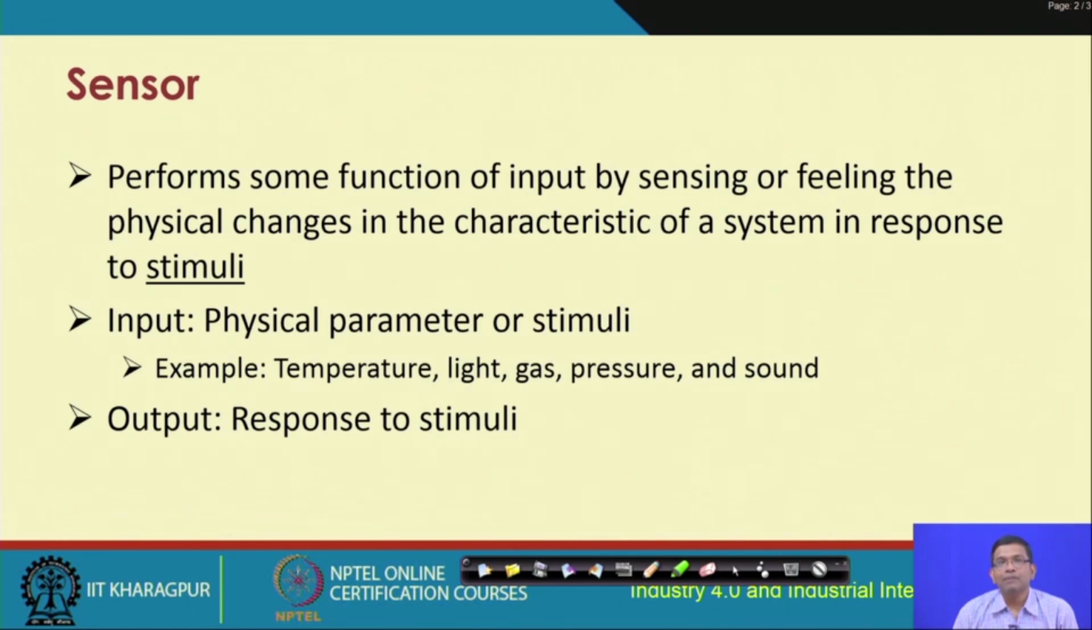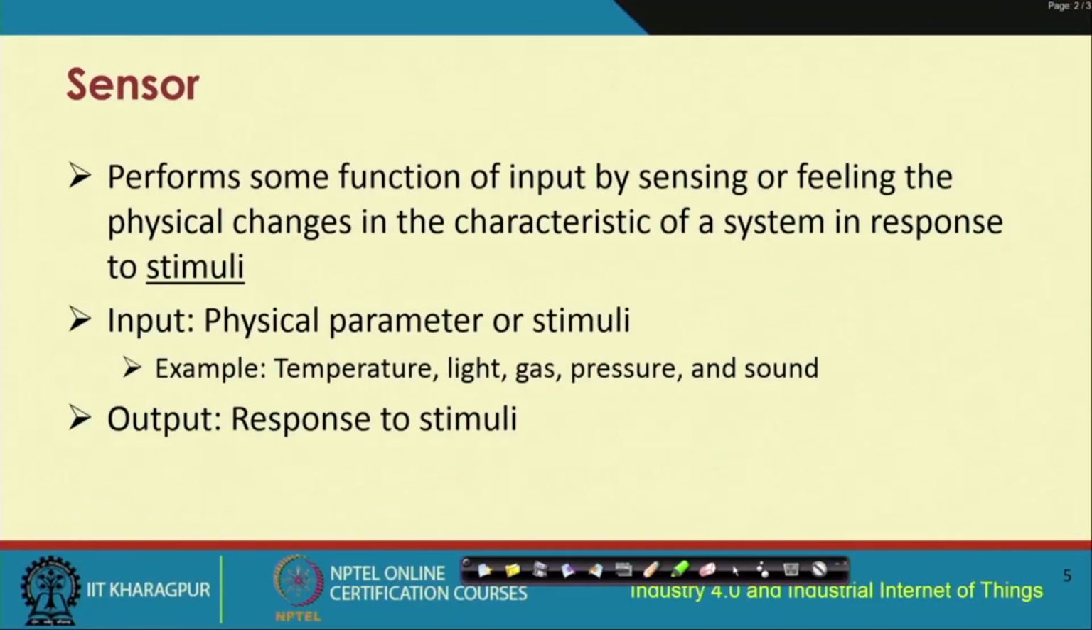So, temperature, pressure, where pressure means atmospheric pressure, atmospheric temperature, or it could be the temperature of any particular object. All these different sensors could be used for this particular purpose. So, then something is sensed and the response is in the form of some changes in the capacitance and so on, or changes in current and voltage characteristics. So, all these characteristics, current, voltage, resistance, capacitance, impedance, come in the form of the output.